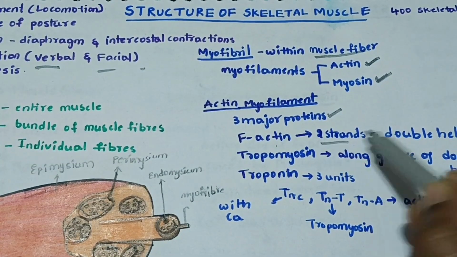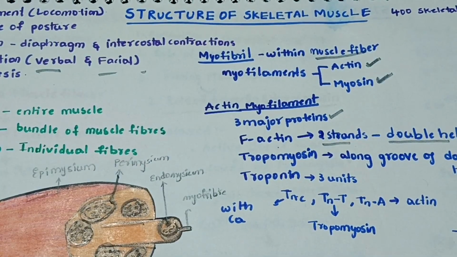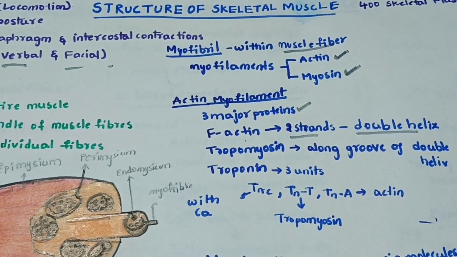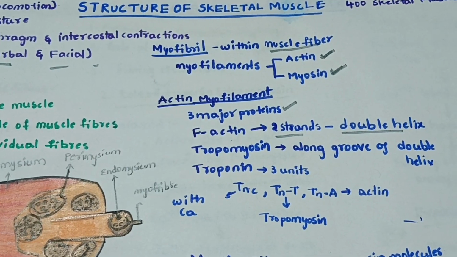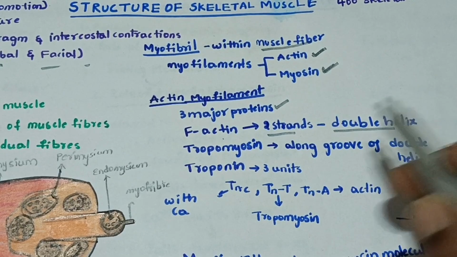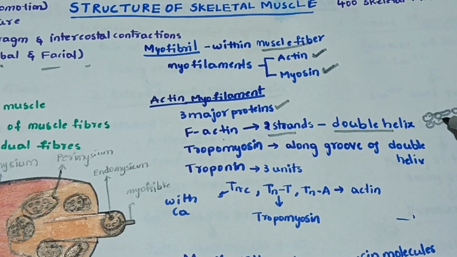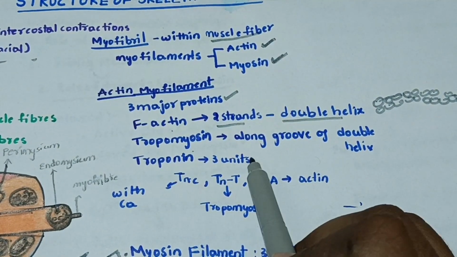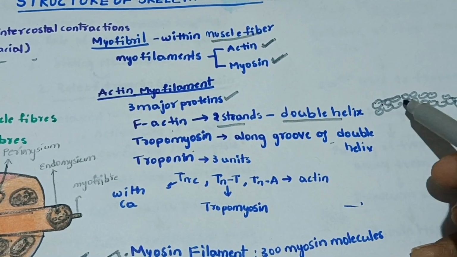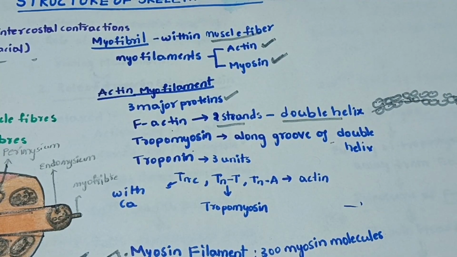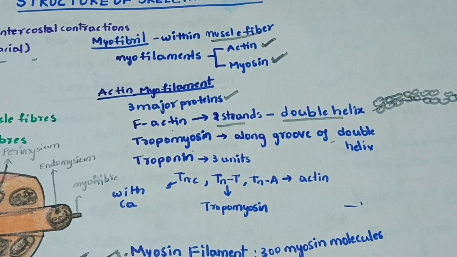The two strands form a double helix. The F-actin contains two strands represented by a double helix structure. They are presented like this. The tropomyosin lies along the groove of the double helix. Here it contains a groove, right? So the tropomyosin is presented along the groove of this double helix form of F-actin.